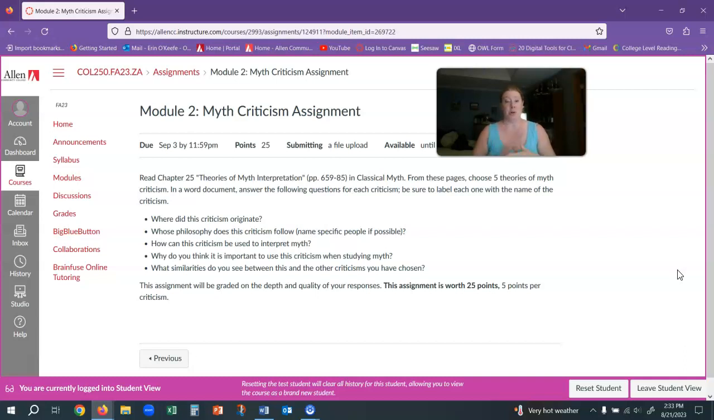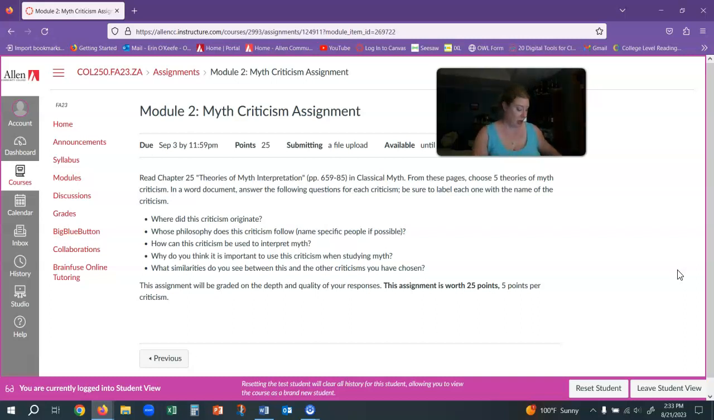In this case, we're looking at theories of myth interpretation, and your task is to pick 5 of them and look at the information in the textbook. You are welcome to look outside of the textbook for more information about them, but I'm not expecting you to do extensive research. All I want is the name of the criticism, where it comes from, and some of the history behind it.